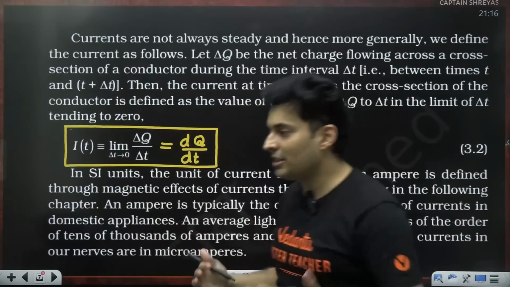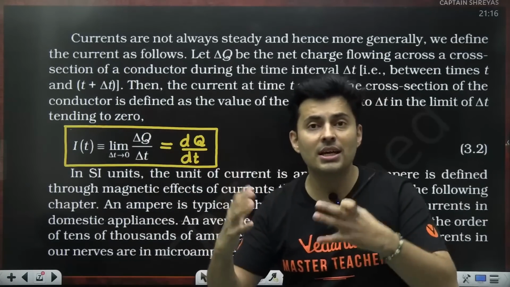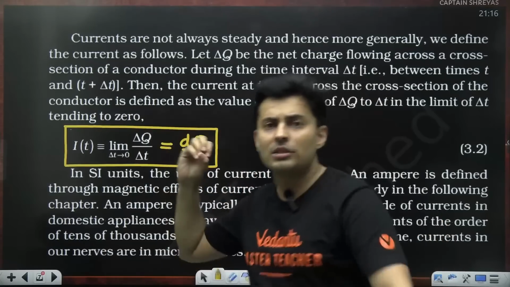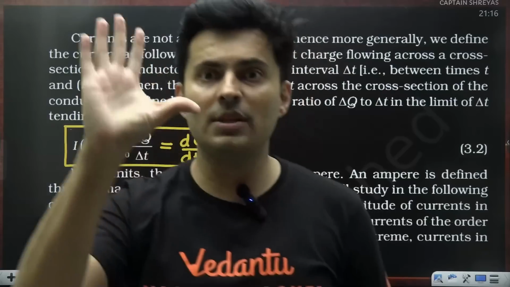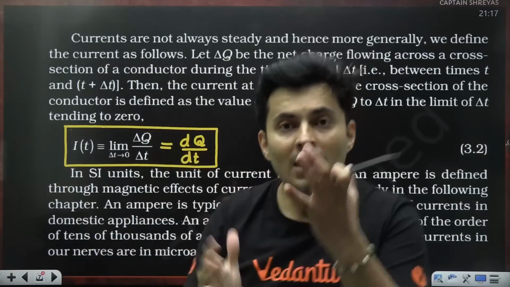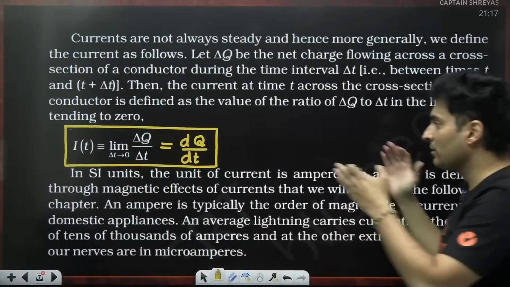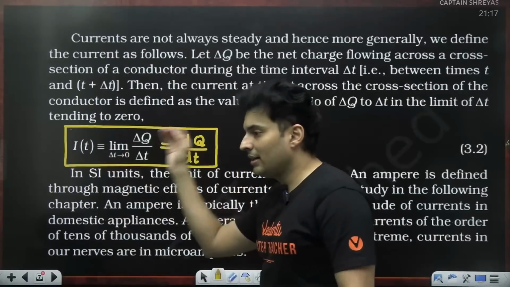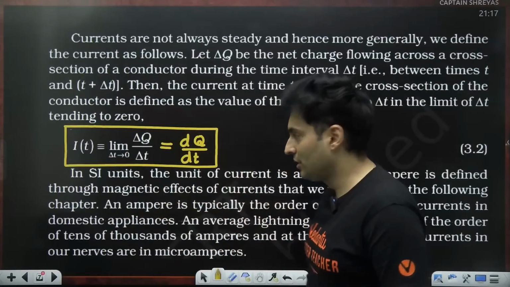And when current changes with time, the charge which is going through it is also changing at different rates. Sometimes more charge, sometimes less charge, sometimes constant charge, sometimes again more charge, and even more charge, and again even less charge. So the rate at which the charge flows can change with time. So that is why you write it in the derivative form, which is the rate of flow of charge.